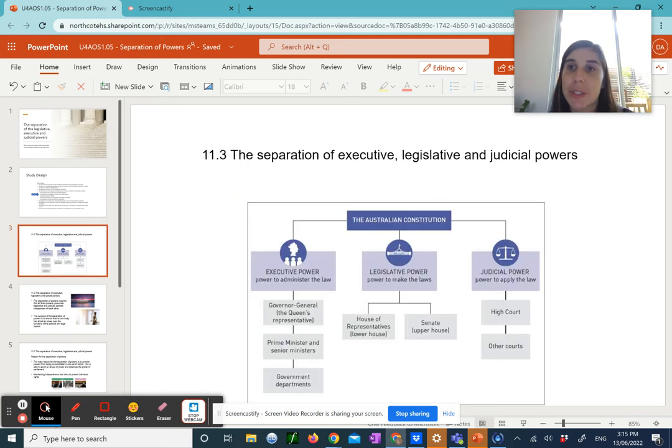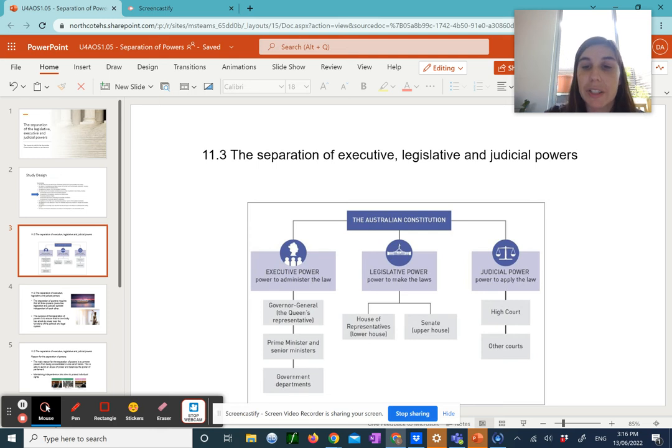Well, the Constitution says that there are 3 main bodies of power in Australia, and those are the executive power, which is the power to administer the laws. This is held by the Governor-General, but more in practice is actually held by our Prime Ministers and our senior ministers. Those are the ministers that have particular roles in the Cabinet, such as Minister for Health, Minister for Education, Minister for Defence, and the government departments that they oversee or head.